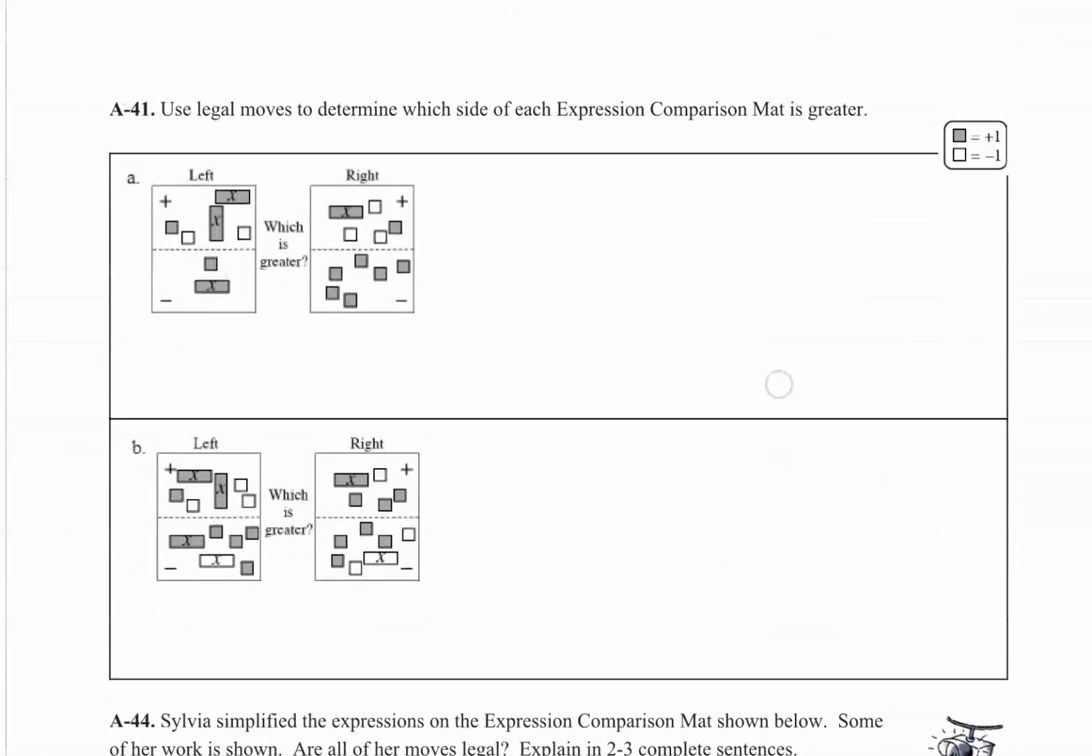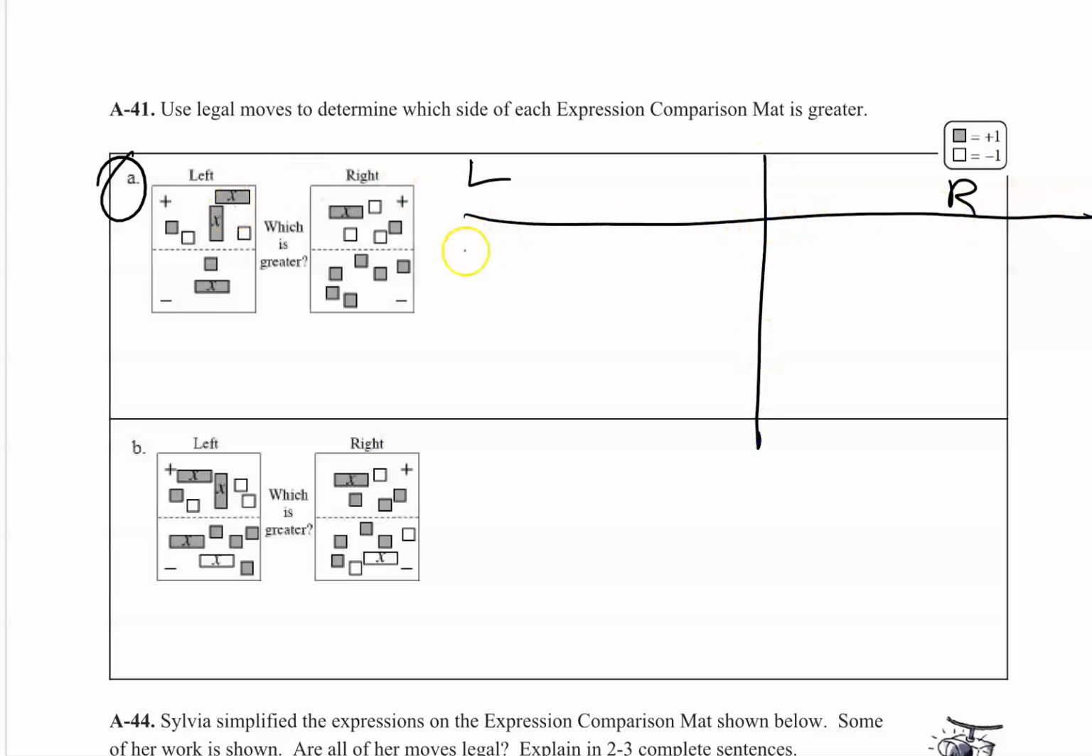41, same deal. I'll do part A this time. Left, right, I like these little tables. You should make one too. So on the left side, we've got 2 x tiles. We've got plus 1 unit tile, and then plus negative 2 tiles. And then down in the negative region, we're subtracting 1, we're subtracting x. On the right-hand side, I see an x tile. I see just 1 positive tile, and I'm going to add on to that 3 negative tiles. On the bottom in the negative region, subtract 1, 2, 3, 4, 5, 6.